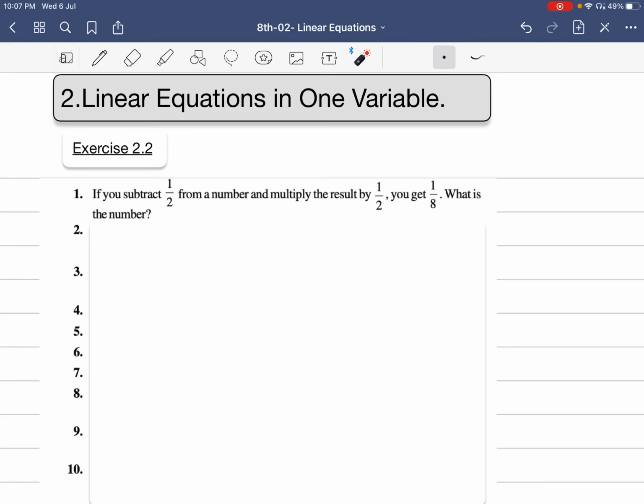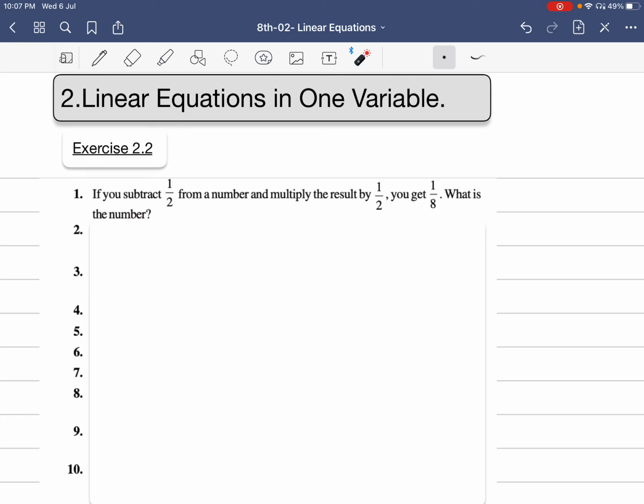So in this video, we're going to start solving exercise 2.2. Exercise 2.2 has a lot of word-based problems. So what do I mean by word-based problems? You will be given a word statement of an equation.